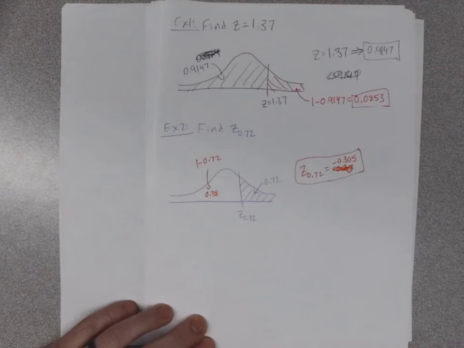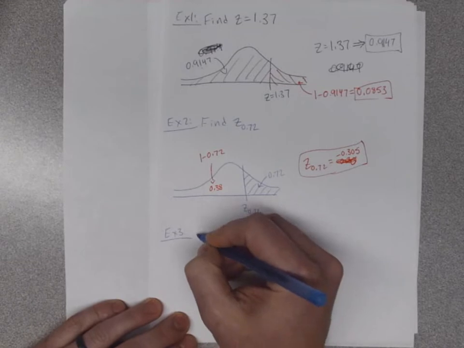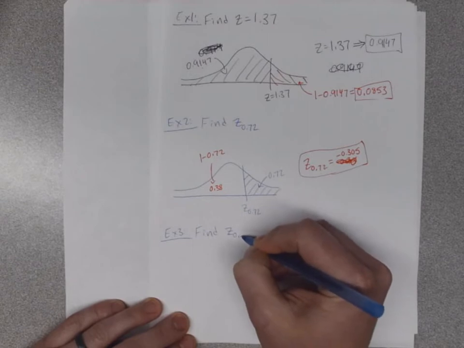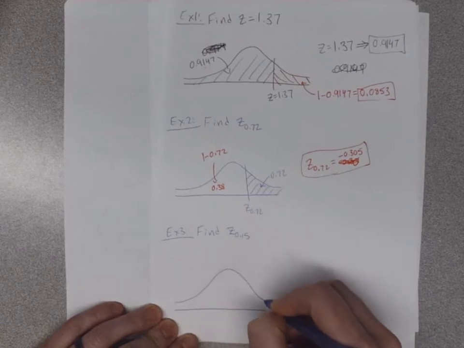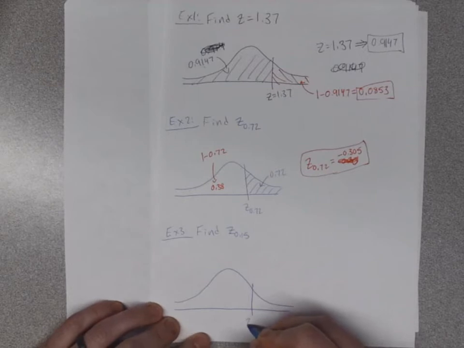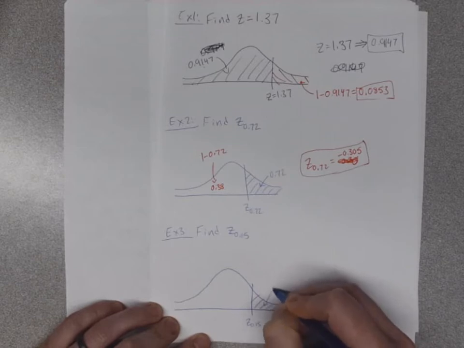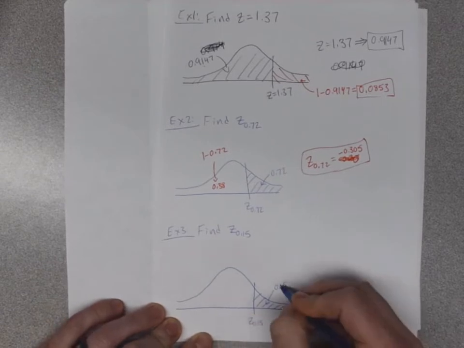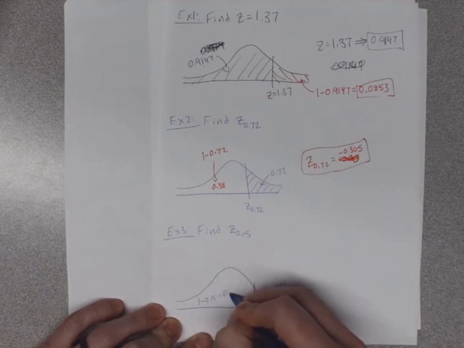All right, let's look at one more of those. Example 3. Find z of 0.15. So we draw our graph. And so now I'll draw this on the correct side of the graph. This is z of 0.15, meaning we want this area here to be 0.15 and this area over here to be the rest. So if this is 0.15, we just do 1 minus 0.15, and that gives us 0.85.